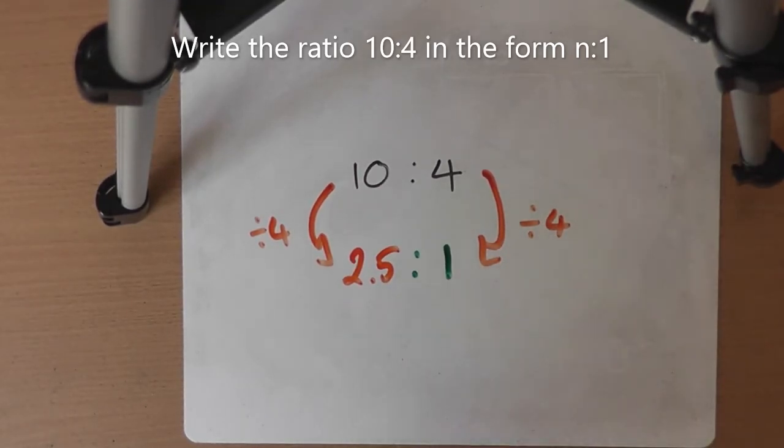The second number is 1 as required, n to 1, make the second number 1. And we've still got an equivalent ratio. But we've allowed the decimal this time because we're specifically being asked to make sure that that second number in this case ends up as 1. So 2.5 to 1.